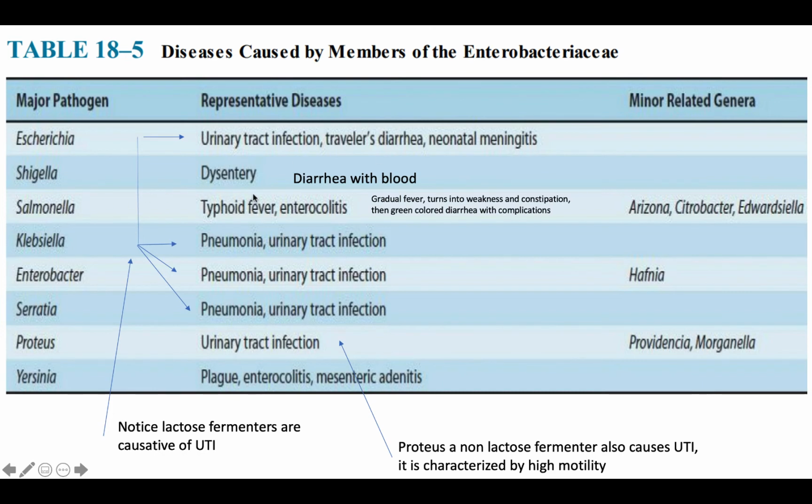Shigella is if they can break through. We said these are mainly in the gut. So Shigella, if they break through the gut, can cause dysentery. Dysentery is basically diarrhea with blood. That's what it means. Salmonella causes typhoid fever.